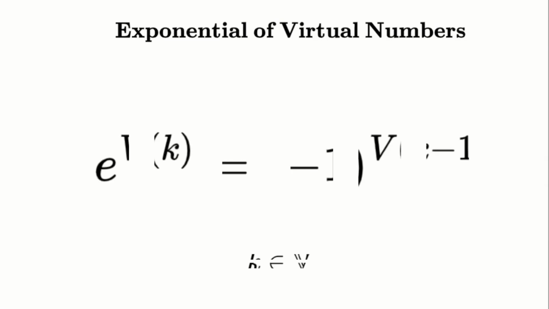Exponentiation in the virtual number system. In this system, the exponential function of a virtual number v of k is defined as e raised to the power of v of k equals negative 1, raised to the power of v of k minus 1. This definition creates a recursive connection between exponentiation and the virtual function. Let's break this down step by step.